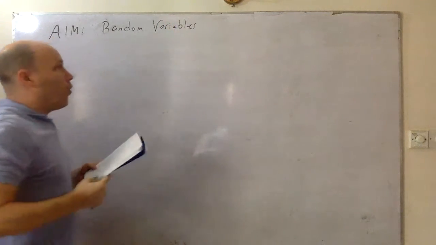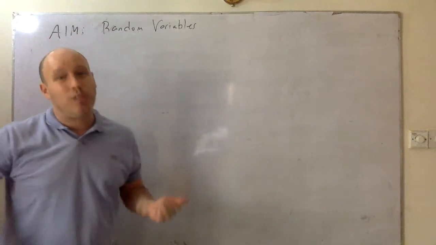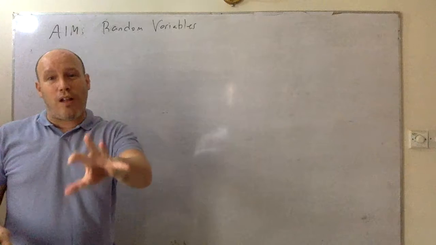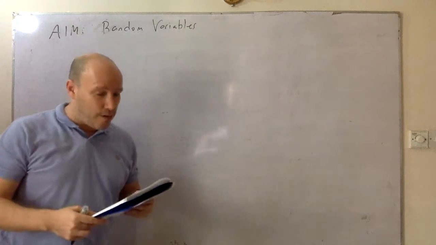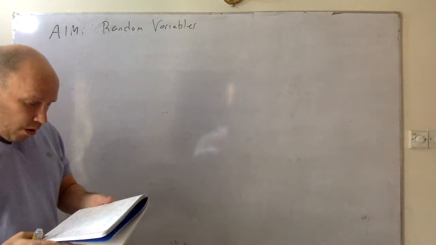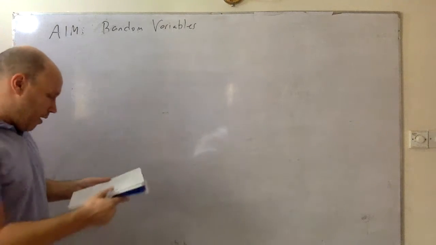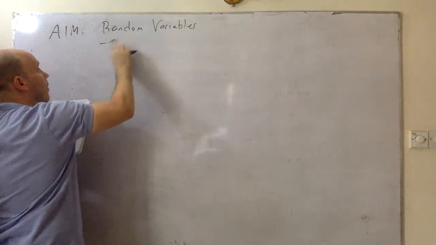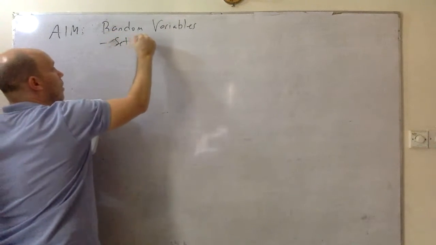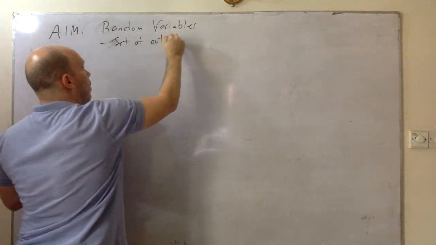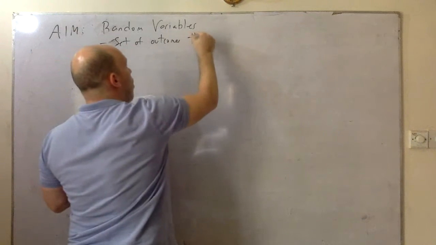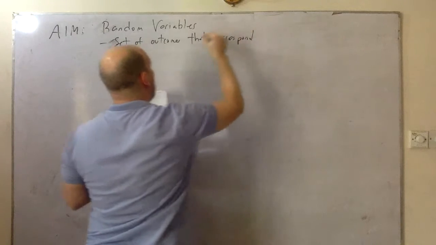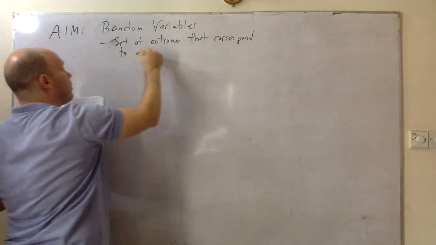What we're going to be doing in this unit is incorporating everything we learned about functions and putting it on probability and statistics. It's kind of interesting. So, a random variable is an outcome, a set of outcomes that corresponds to a probability.